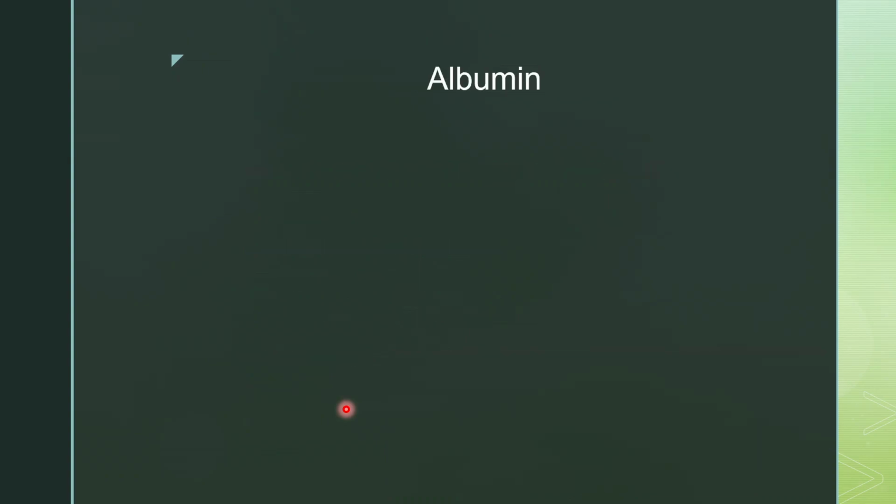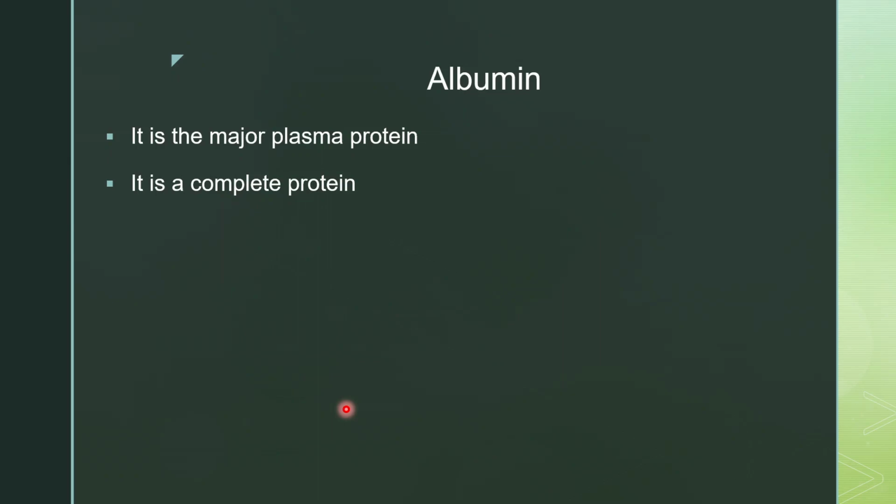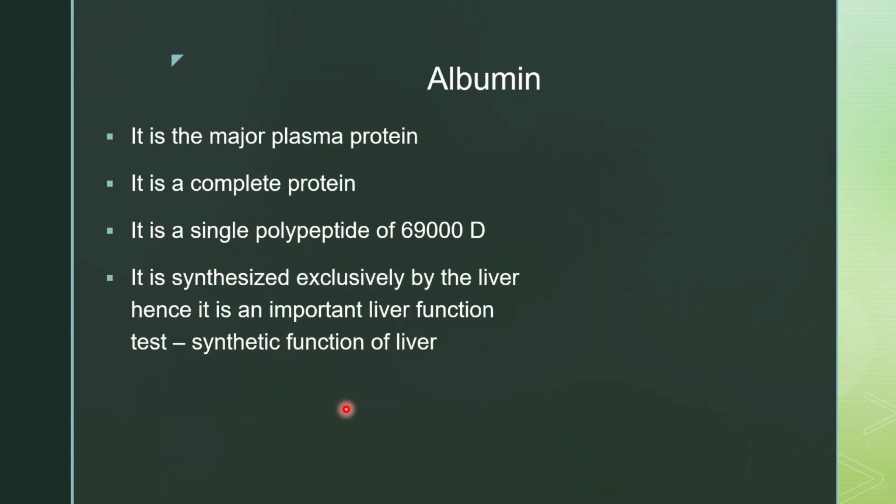Let us now look at albumin. Albumin is the major plasma protein. It is a complete protein, that means it contains all the essential amino acids. It is a single polypeptide of molecular weight 69,000 daltons. It is synthesized exclusively by the liver, and it is an important synthetic function of the liver. So by testing albumin, we also come to know the synthetic function of the liver.